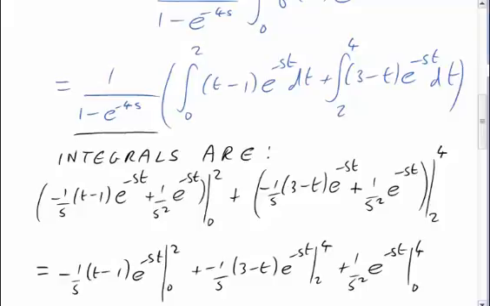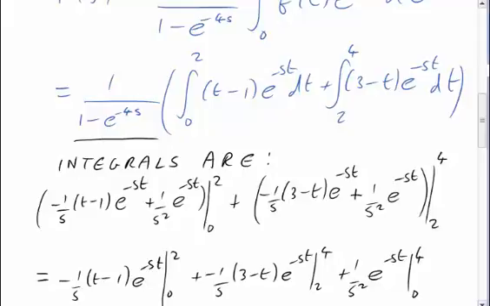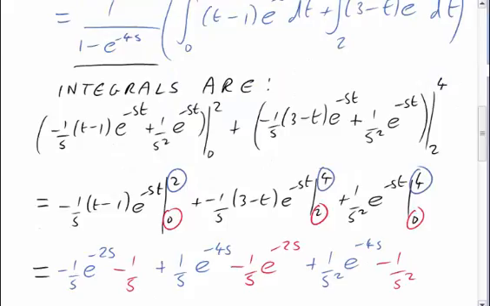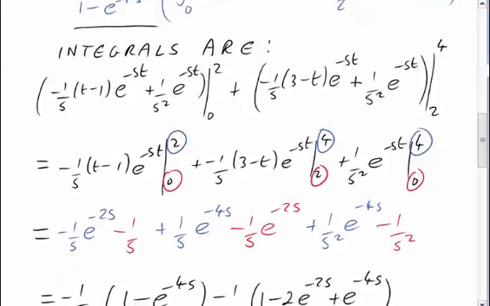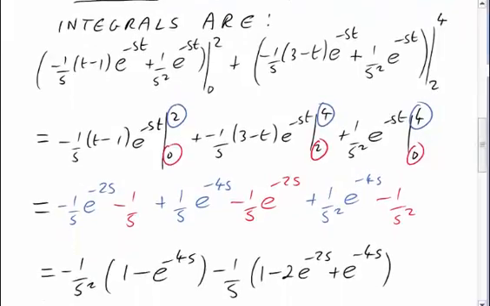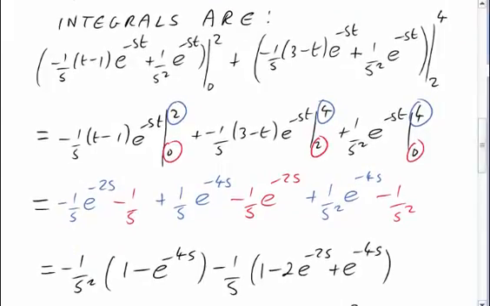I've now got to substitute the limits in. To make it easier for you to check, I've taken the top limits and written the terms in blue, and the bottom limits I've written in red. This is what I get. Let's now collect the terms that have s squared and those that have s. It's beginning to look a bit more manageable, isn't it?